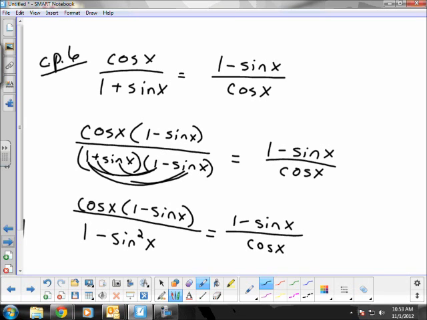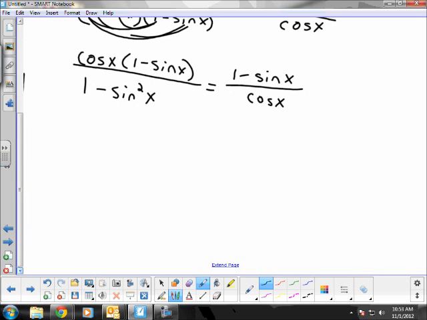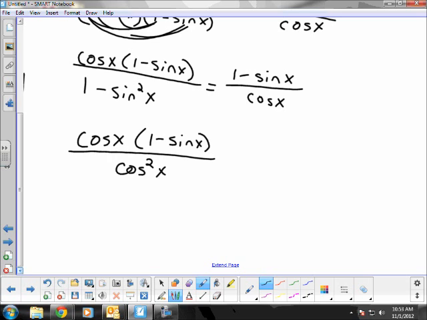Now what's beautiful about 1 minus the sine squared of x? Turns into what? Cosine squared of x. So I've got the cosine of x times 1 minus the sine of x on top still, but on the bottom I can replace that with the cosine squared of x.